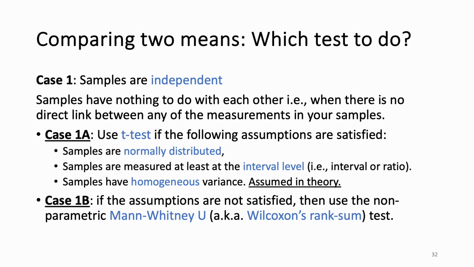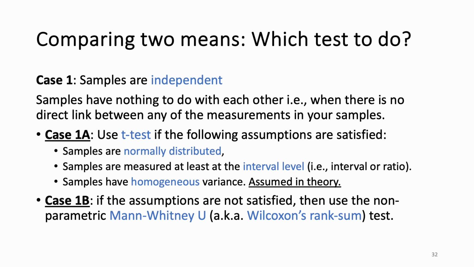For using the different tests, we have two cases here, case 1A and case 1B. For case 1A, you can use a test called a t-test if certain assumptions are satisfied. First of all, if the samples that you have measured or collected are normally distributed, and we will talk about the normal distribution in the next slide.